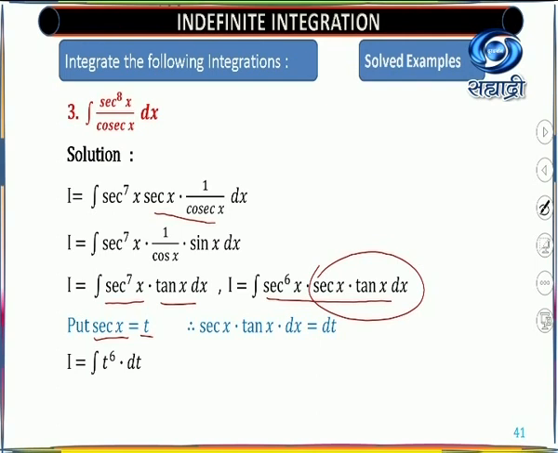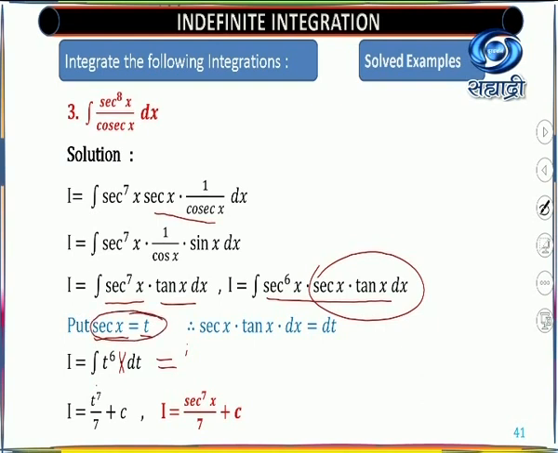As usual, you know the integral formula, so you will get t raised to 7 upon 7 plus constant of integration. Look here: t raised to 7 upon 7 plus constant of integration. Again resubstitute the value of t. What is the value of t here? The value of t is sec x.